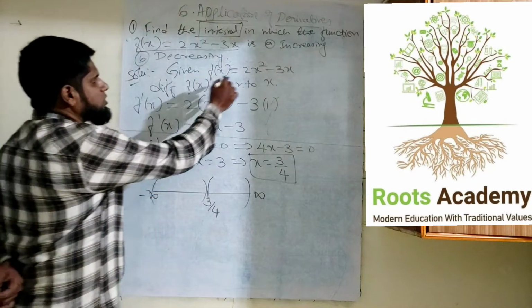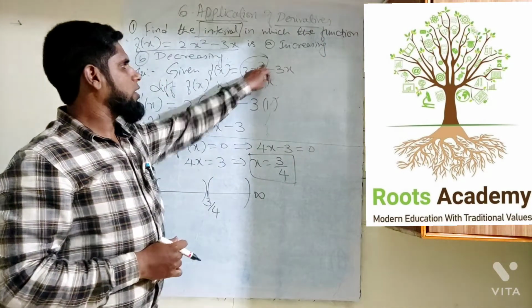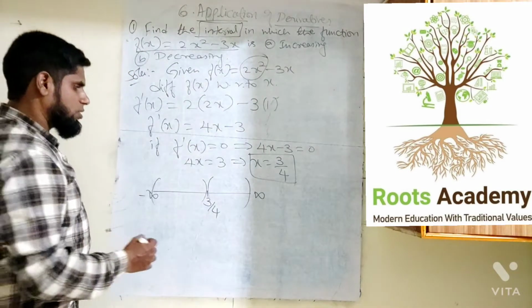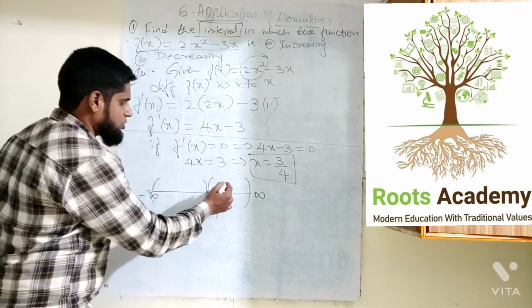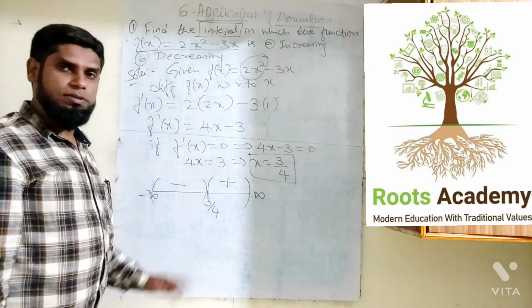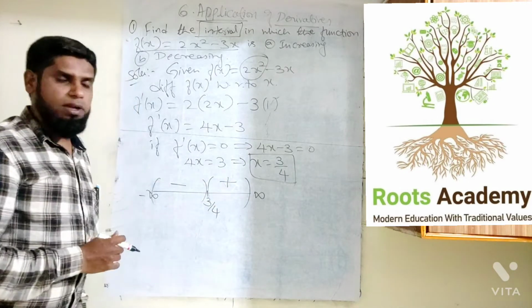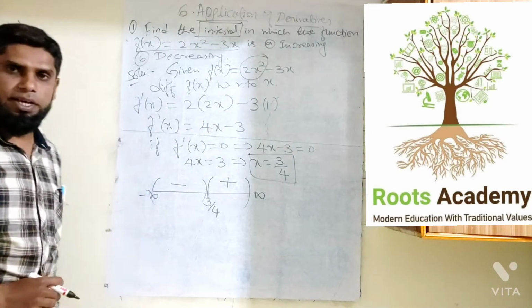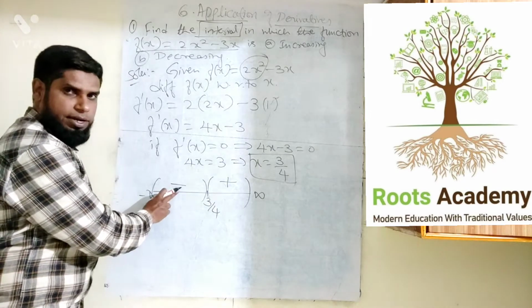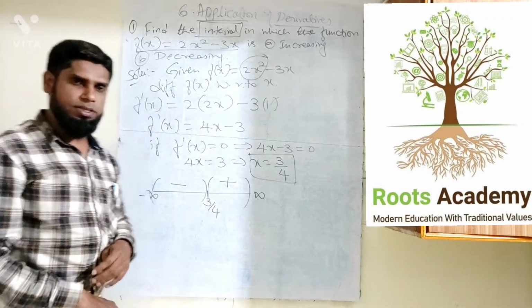Now here, if you see the function, the highest power of x is positive. The highest power of x here is x square, and its sign is positive. So towards our right hand side, we should mark the sign as plus and minus in these intervals. So whenever I mark a plus sign in a particular interval, the given function is increasing. And in the other interval, wherever I mark negative, in that particular interval, this function is decreasing.